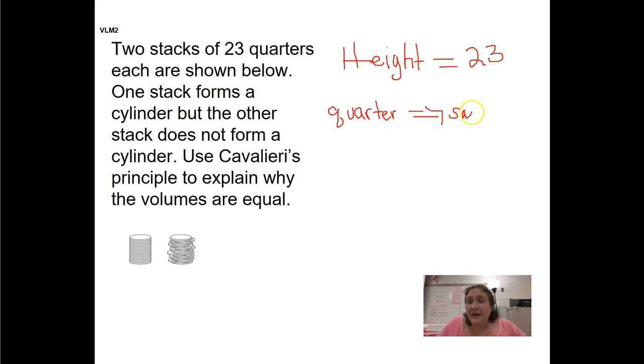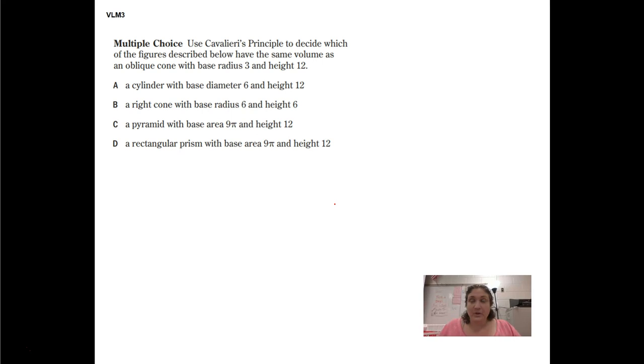So because of that, and it would be nicer if you wrote cross-sectional area, but I'm not going to do that. So because of that, you can easily say that the stacks of quarters are the same, because each quarter has consistent area or cross-sectional area at each level. It's a quarter. It's not like all of a sudden there was a dime. That's why the volumes are the same. Am I going too fast?